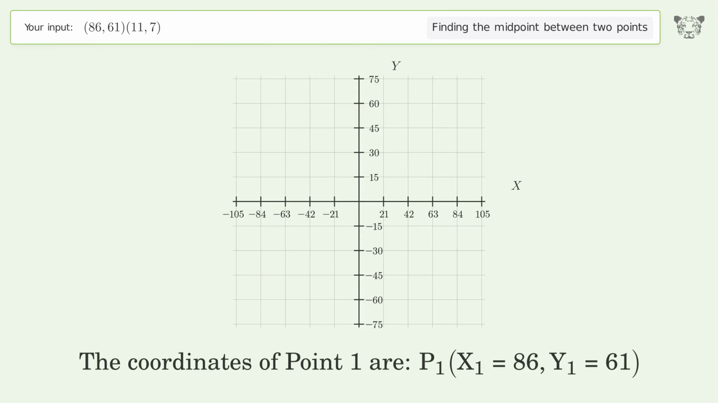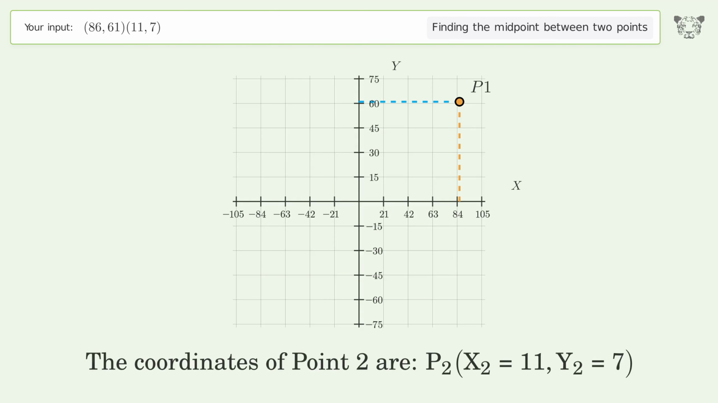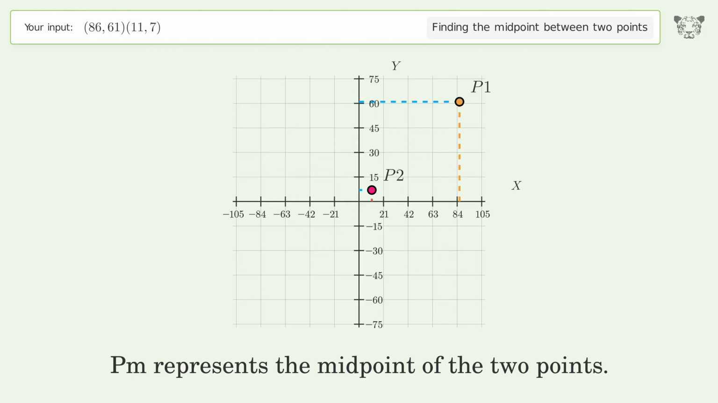The coordinates of point 1 are, x1 equals 86, y1 equals 61. The coordinates of point 2 are, x2 equals 11, y2 equals 7. PM represents the midpoint of the 2 points.